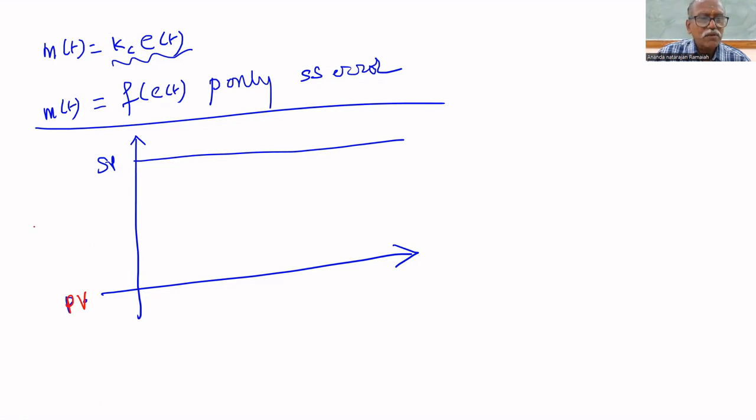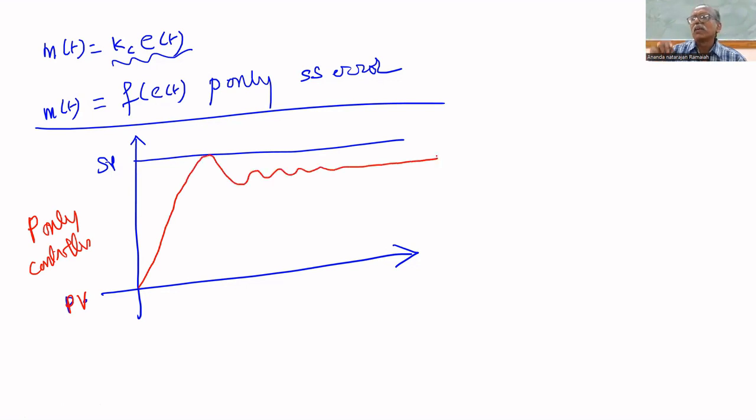If it is a proportional P only controller, it will increase, it will oscillate, and it will settle like this only. Always there will be a steady state error. This is the servo response of a P only controller. Always there will be a steady state error.